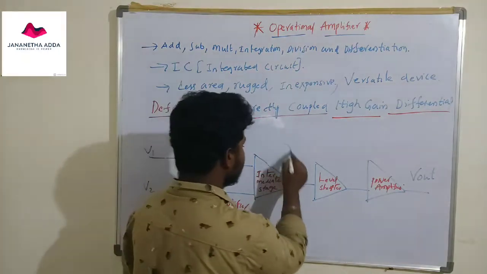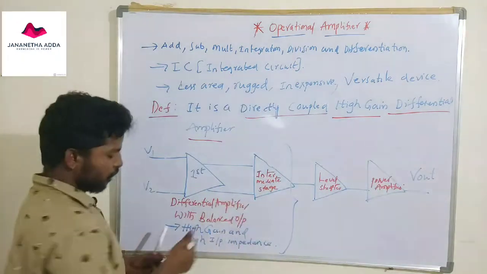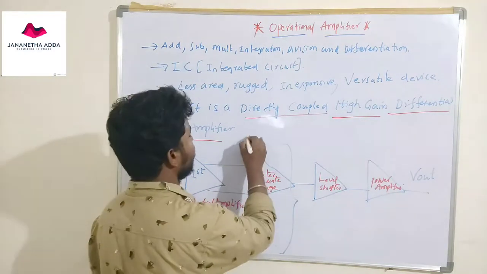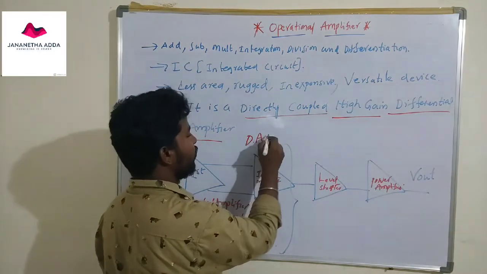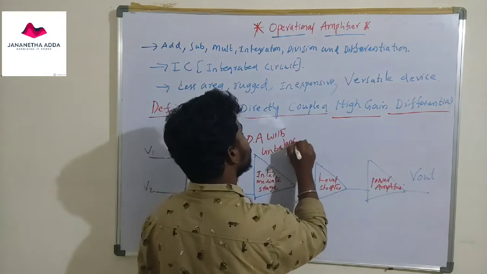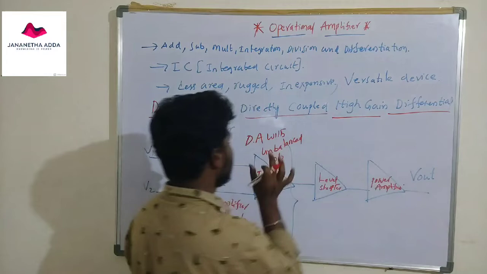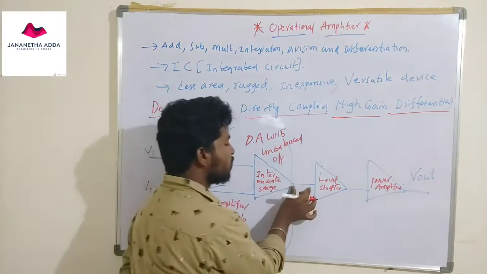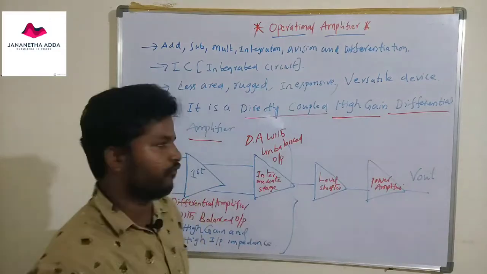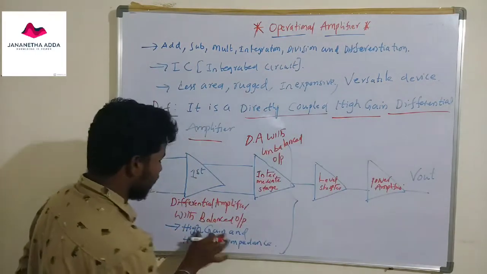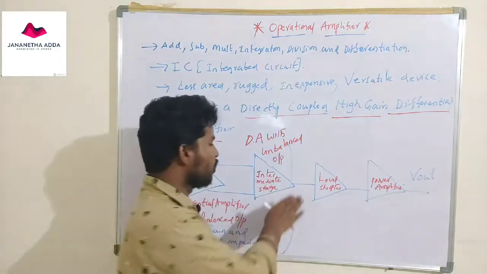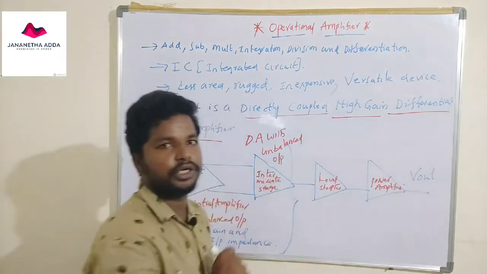The second stage is the same thing. This intermediate stage is also a differential amplifier, which I am representing as D.A., with unbalanced output, because we are taking only a single output of the second intermediate stage and forwarding it to a level shifter. This also provides high gain and high input impedance. Because of having a single output, it provides some DC offset to the next stage.